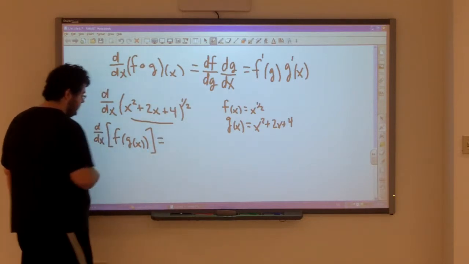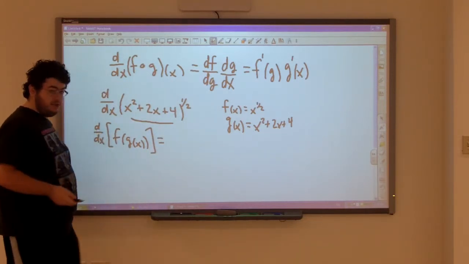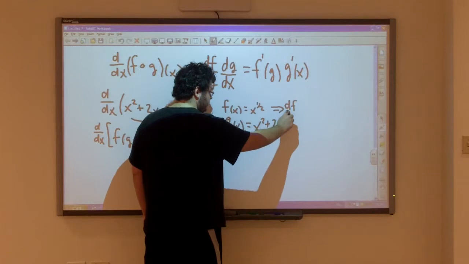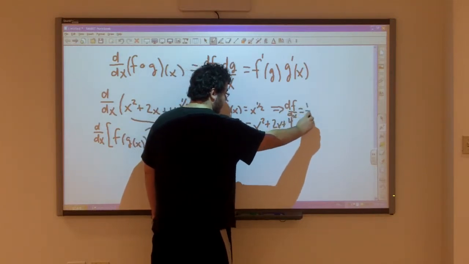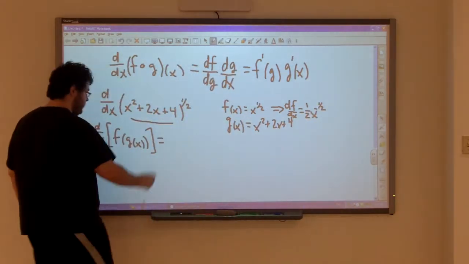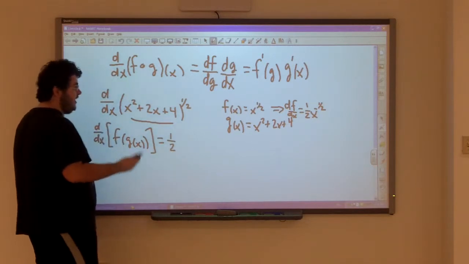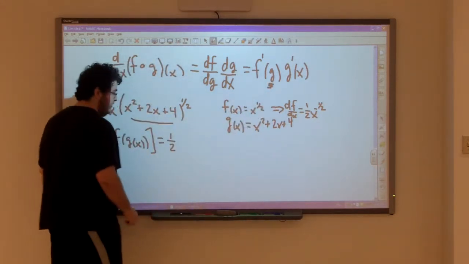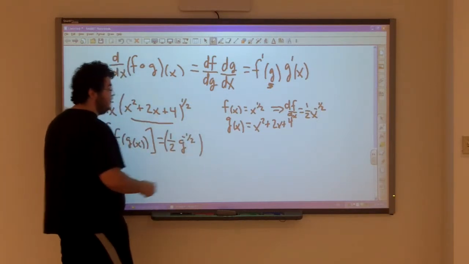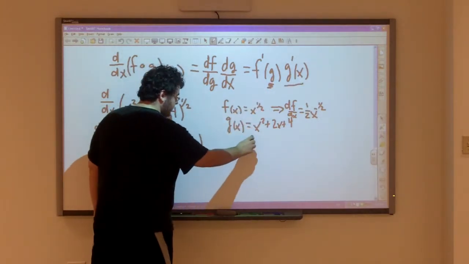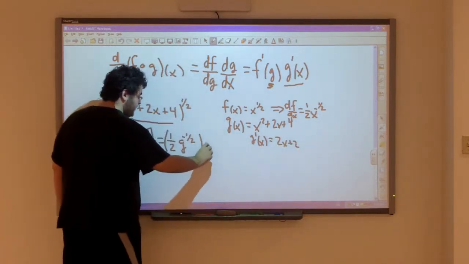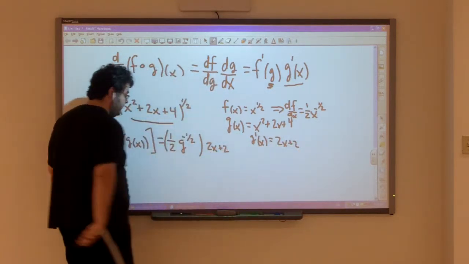Okay, well the chain rule says that this is the derivative of f with respect to g. So the derivative of f, as you know from your power rule, is 1/2 x to the minus 1/2. So we need 1/2. But instead of x, we have f prime of g. So this is g to the minus 1/2 times the derivative of g. Well, the derivative of g is just 2x plus 2. So we multiply this by 2x plus 2.